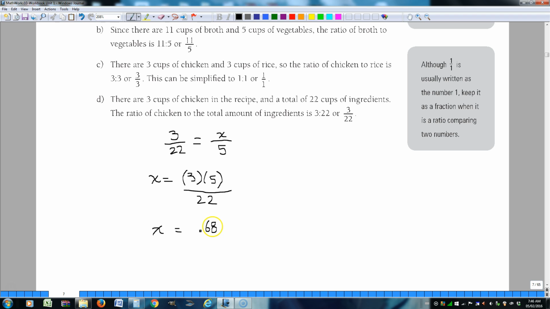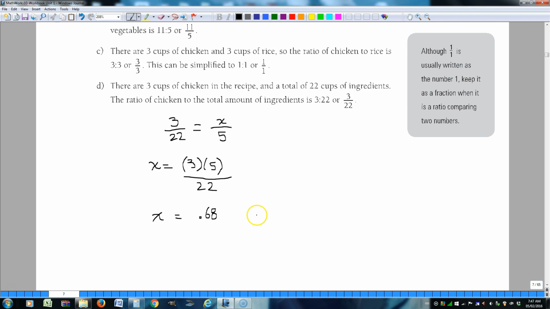So we were going to have 0.68 of a cup of chicken compared to 5 cups in the total meal. So our ratio of chicken compared to the total is going to be 0.68 cups compared to a total of 5 cups.